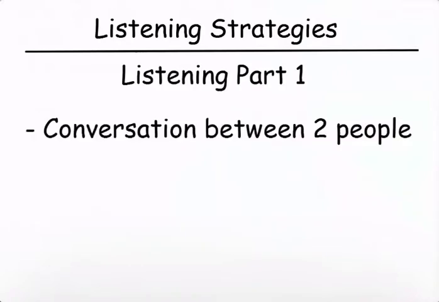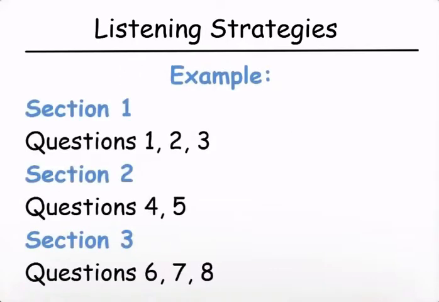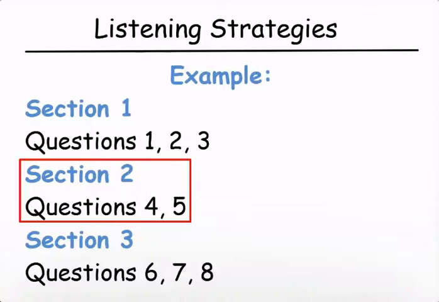In listening part 1, you'll hear a conversation between 2 people, and this conversation will be split into 3 sections. Between each section, you'll answer 2 to 3 questions. The important thing here is that these questions only pertain to the section you just listened to. For example, if you're answering a question for the second section of the conversation, don't worry about details from the first part.